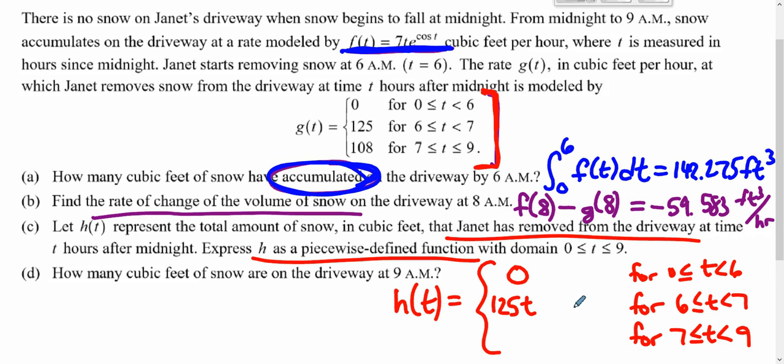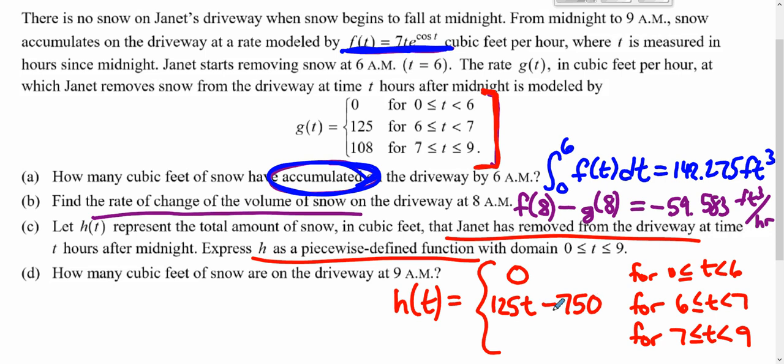Well, what's the y-intercept going to be? We know that at time equals 6, Janet still has not removed any snow. So if time equals 6 here, this has to be 0. Well, at time equals 6, this part is 750, so we subtract that 750.